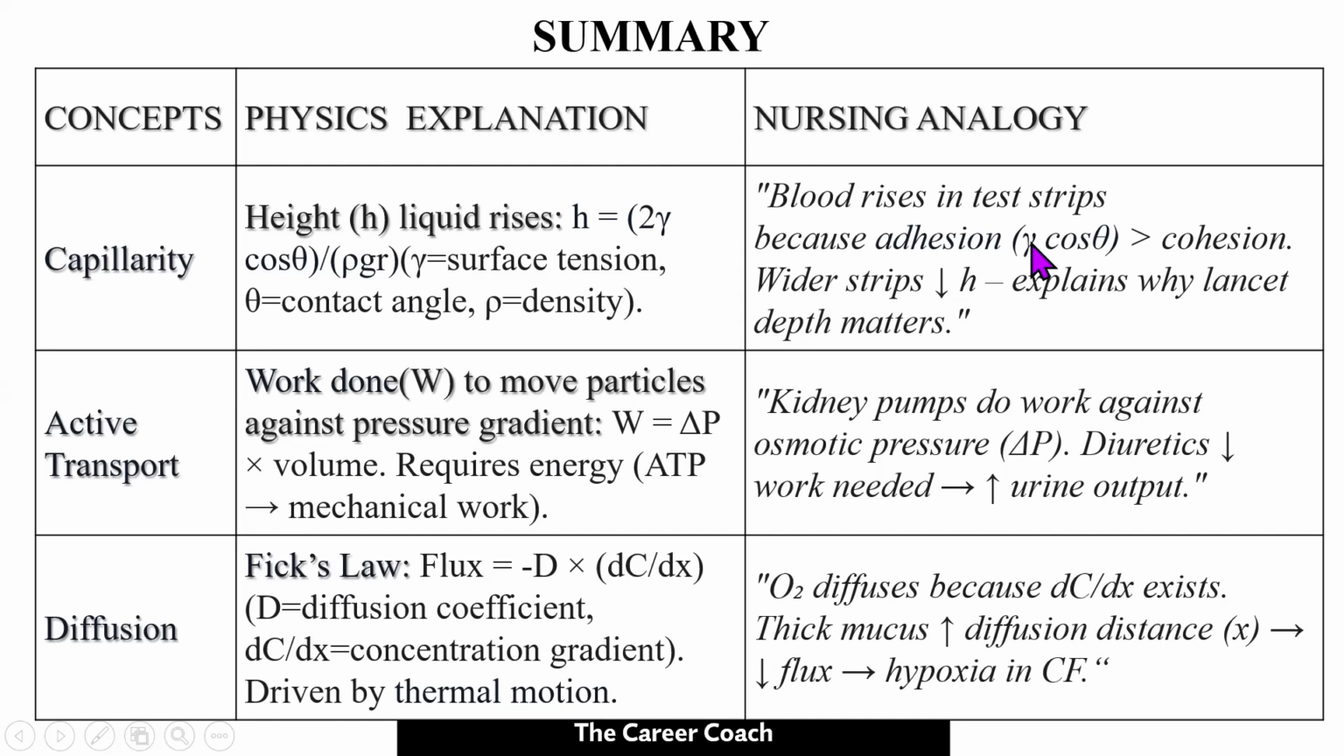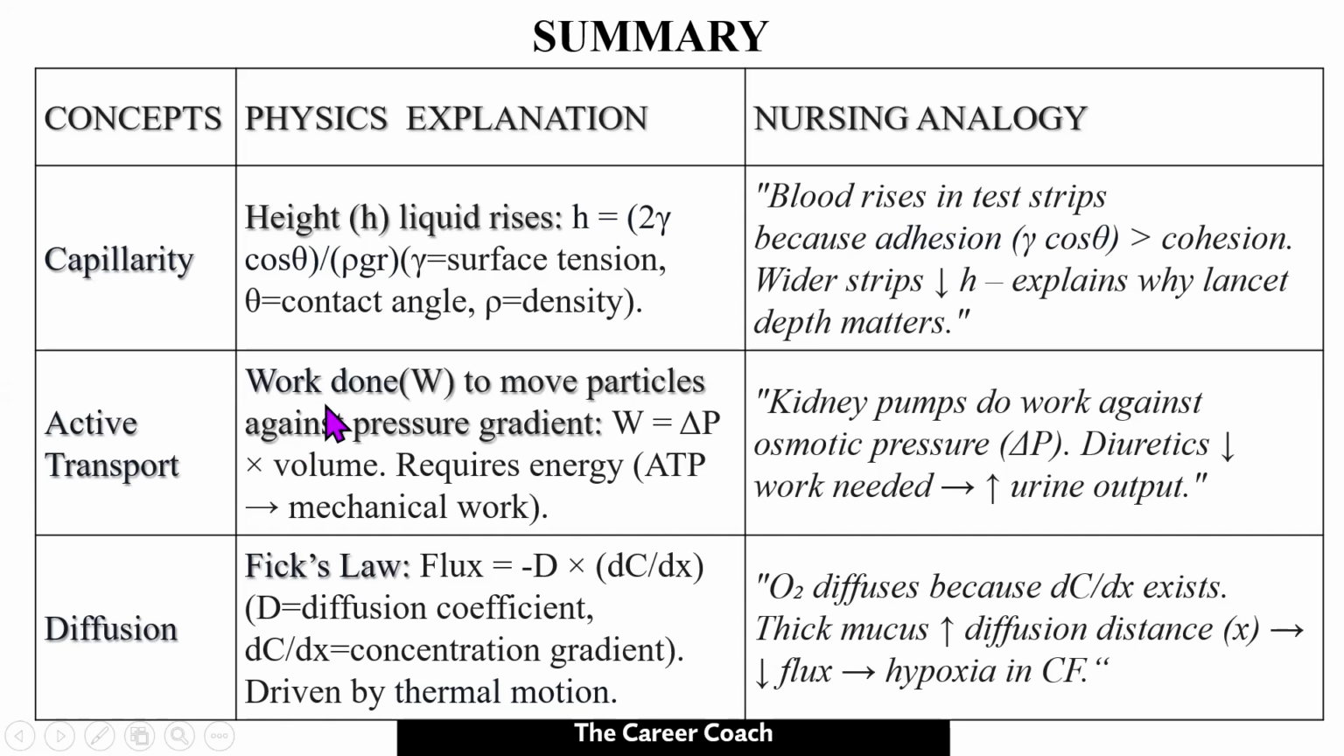When you connect your glucometer strip into your glucometer and you put it at the tip of the blood to collect the blood sample, the reason why it flows to give you your result is because of adhesive force, and adhesive force is usually greater than cohesive force. Wider strips will reduce the height, and that explains why lancet depth matters. So it is very important for you to prick deeply when you want to collect samples, as it may affect the rate at which samples flow.